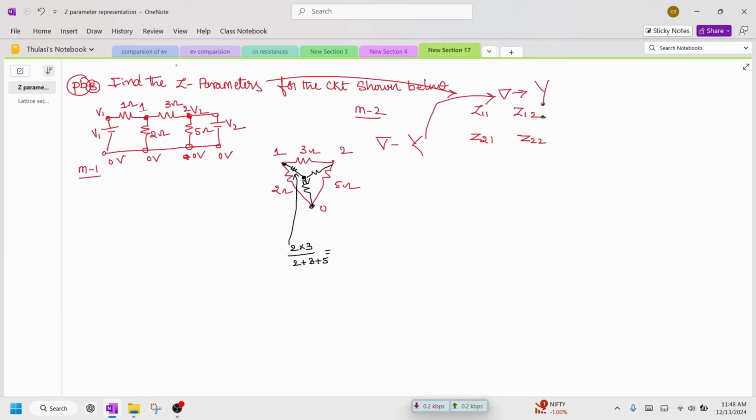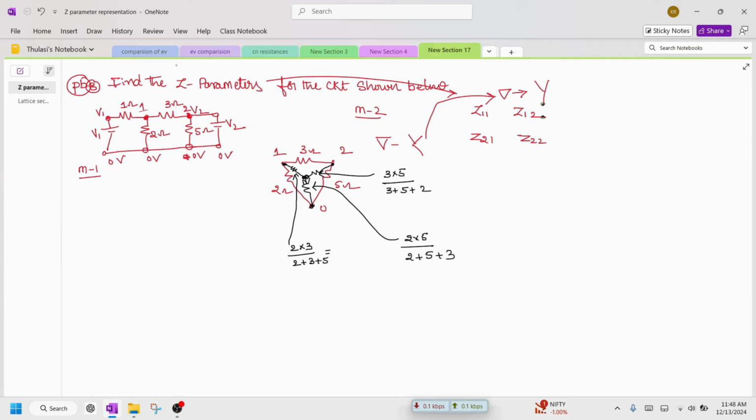Okay, so now similarly we need to find out this resistor. This black resistor is connected between 3 and 5. So 3 into 5 divided by 3 plus 5 plus 2, and this resistor we need to find out. This black resistor is connected between 2 and 5: 2 into 5 divided by 2 plus 5 plus 3.